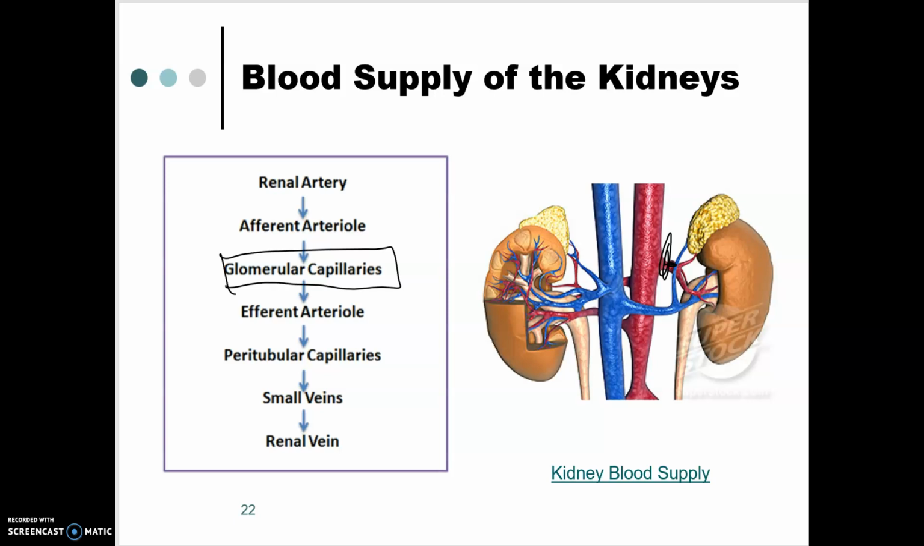Once the blood is filtered at the glomerulus, it'll leave the glomerulus through these efferent arterioles. It'll travel through those peritubular capillaries that we've seen wrapping around the nephron. From there, it'll go into smaller veins, and then finally it'll exit into the renal vein, which is the big blue blood vessel that we see leaving the kidney and connecting back to the inferior vena cava.